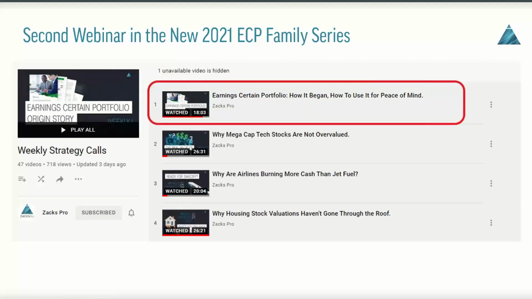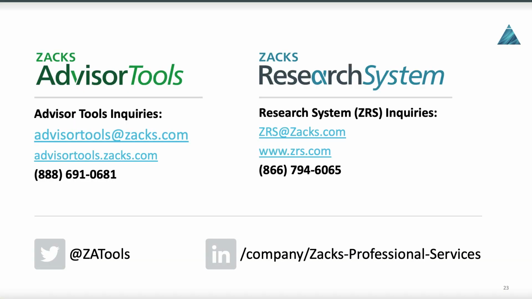This is the second webinar in the new 2021 ECP Family Series. The first webinar, from last week, can be found on our channel. If you would like to do the kind of analysis you're going to see in this video, then you'll need to have a ZAT Portfolio Manager subscription, which includes both Zacks Advisor Tools and the Zacks Research System. Today, I'll be using Zacks Advisor Tools to showcase some of the new sector allocation reporting capabilities and the Zacks Research System with Composites to look at the variability, the valuation, and the profitability trends. Now let's go ahead and get started.